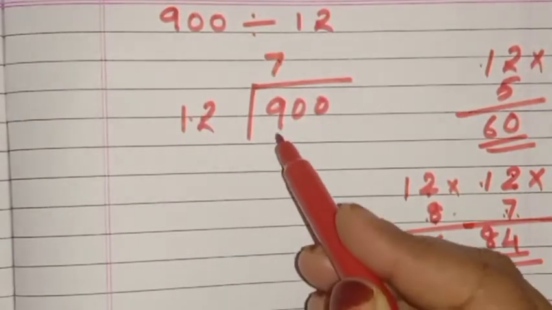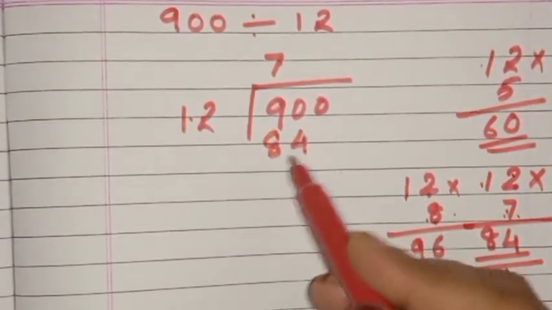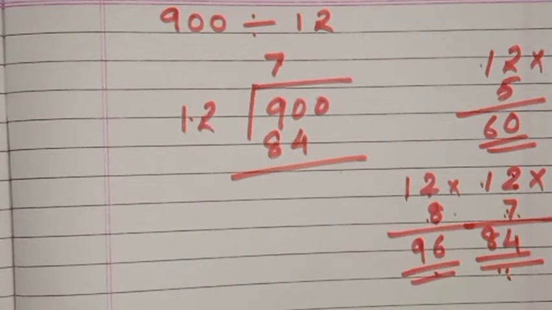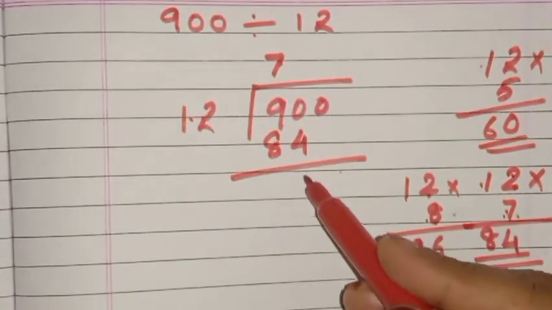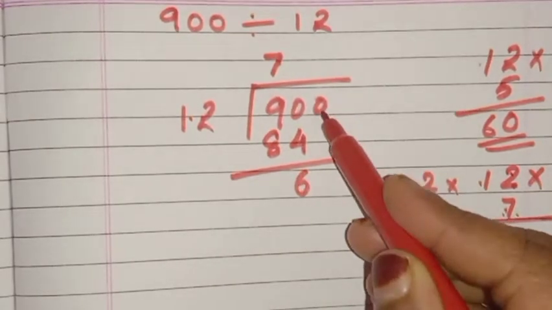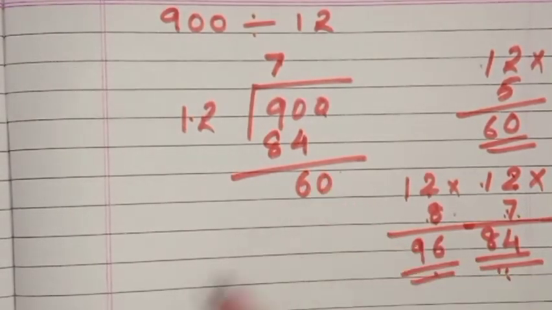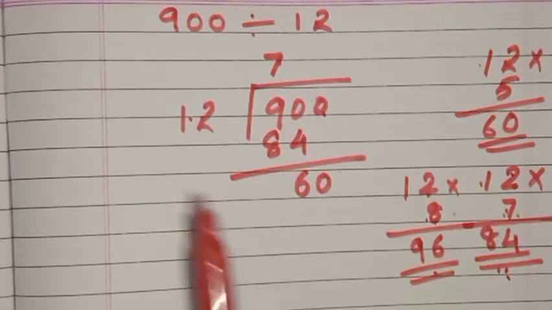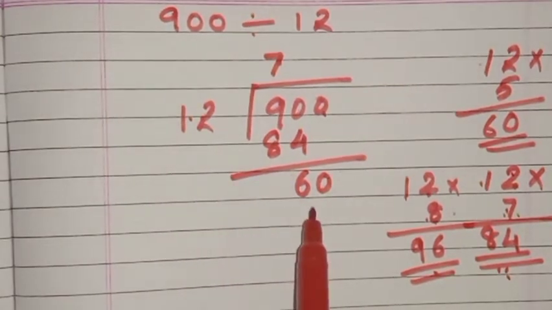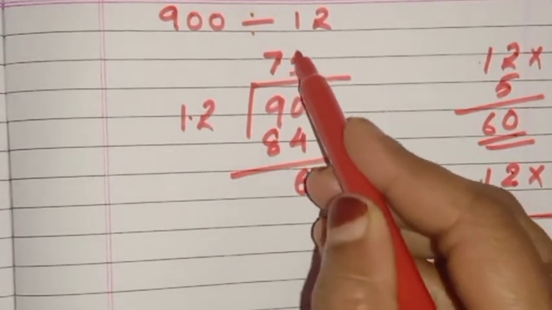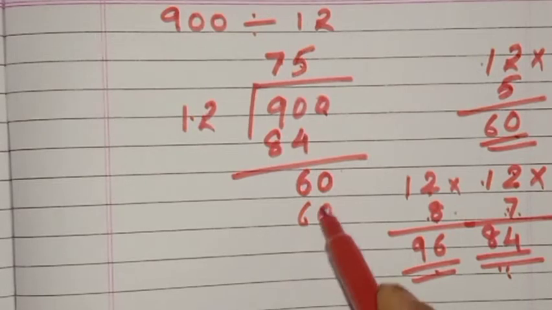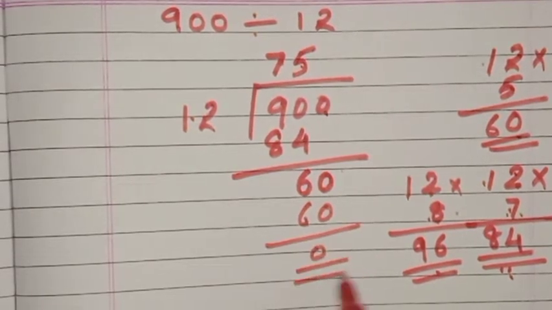7 into 12 is equal to 84. Then you subtract. Here 0, we take 1 from here. 10 minus 4 is 6. Then you write this 6, and 0 here. 60. Then you find out how many times 12 goes into 60. We already found 5 into 12 equals 60. So here we write 5 into 12 equal to 60. Here the remainder is 0.